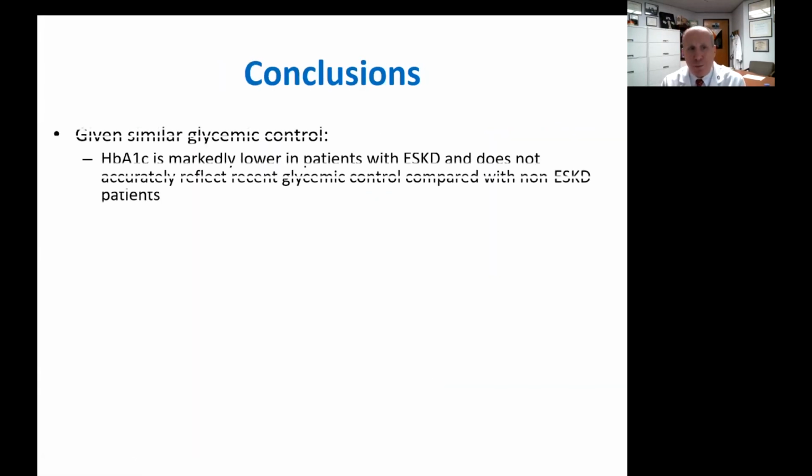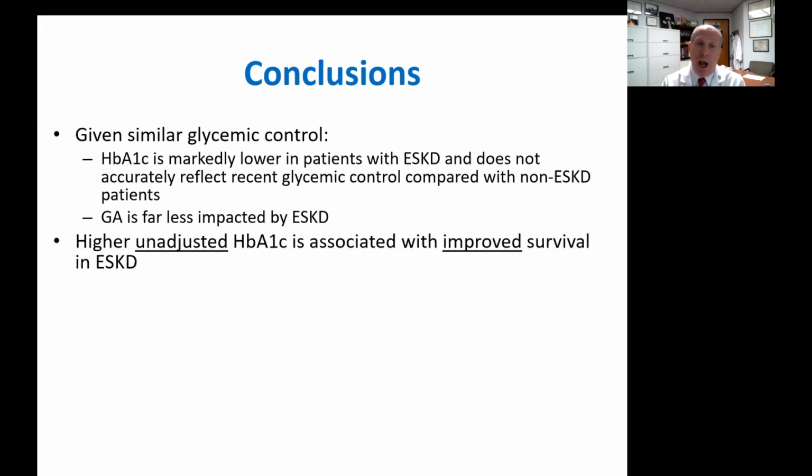So to wrap up, given similar glycemic control, the hemoglobin A1C is markedly lower in patients with end-stage kidney disease, and it does not accurately reflect recent glycemic control compared to patients who are not on dialysis. The glycated albumin assay is far less impacted by end-stage kidney disease. A higher unadjusted hemoglobin A1C in pretty much all large studies associates with improved survival in dialysis, which makes little sense unless you realize the fact that it's a marker of improved nutrition.